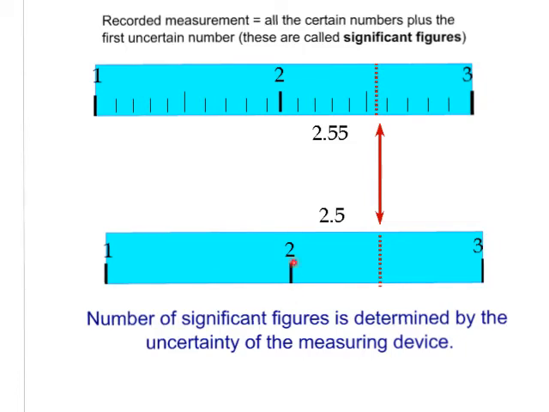It would be 2 would be our certain. This is going to be uncertain, isn't it? It will be 2.5. Notice that our certainty depends greatly on our measuring devices and how finely tuned they are.